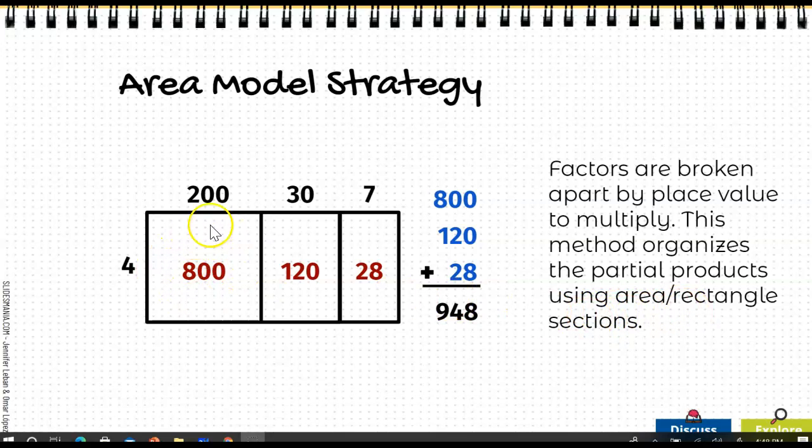So these little rectangles are considered just rectangular sections. So whenever you do the area model, you're sectioning them off. And this is where you decompose the numbers.